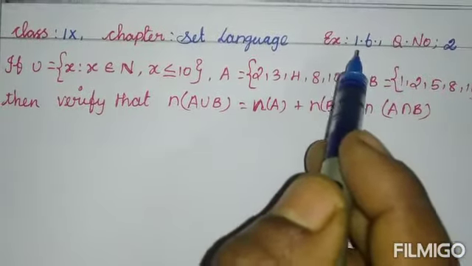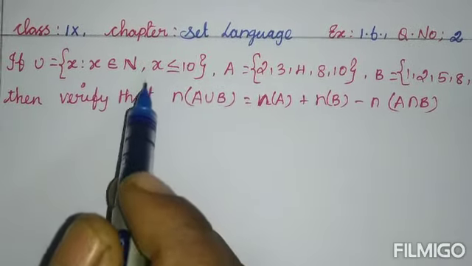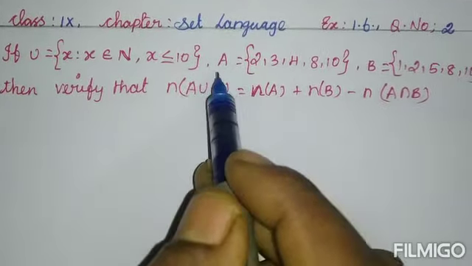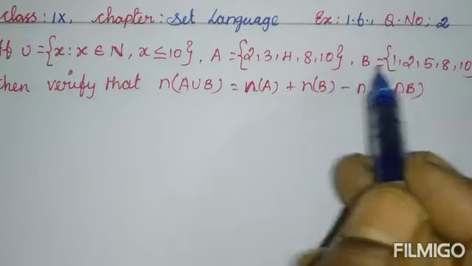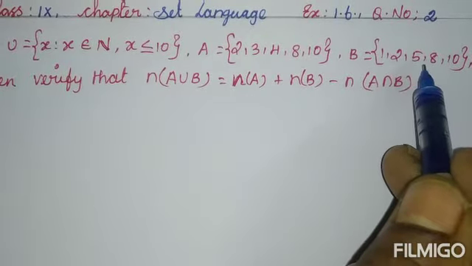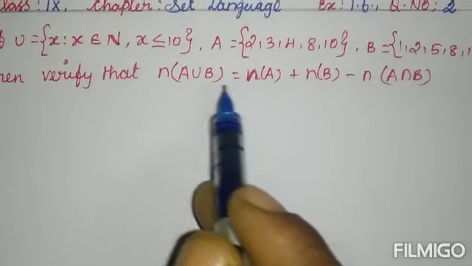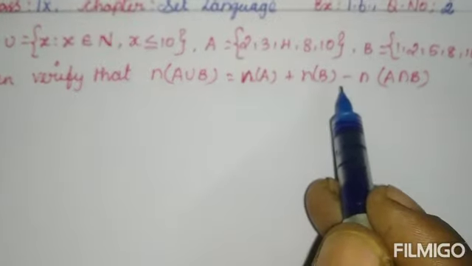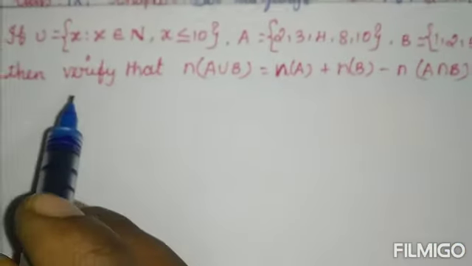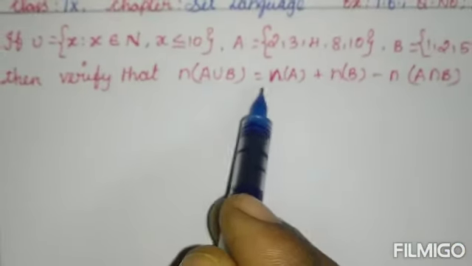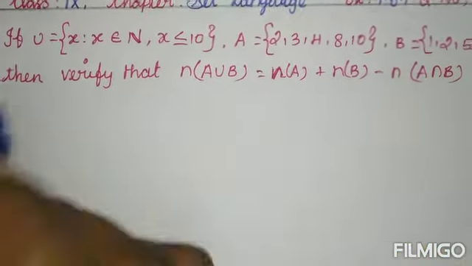Hello students, exercise 1.6 question number 2. If U is equal to the set of all x such that x belongs to natural numbers, x is less than or equal to 10, A is equal to the set of all 2, 3, 4, 8, 10, B is equal to the set of all 1, 2, 5, 8, 10. Then verify that n of A union B is equal to n of A plus n of B minus n of A intersection B.